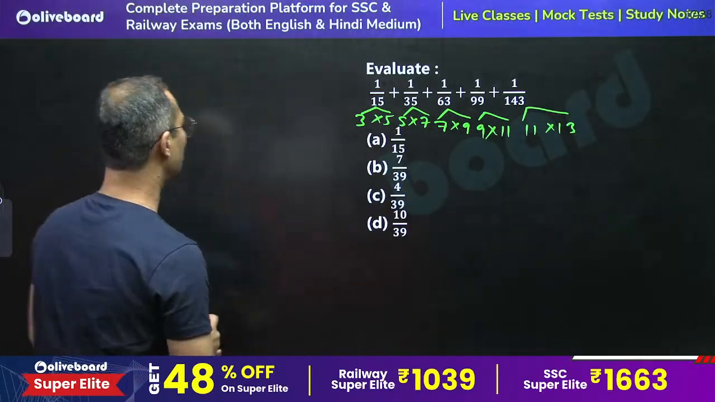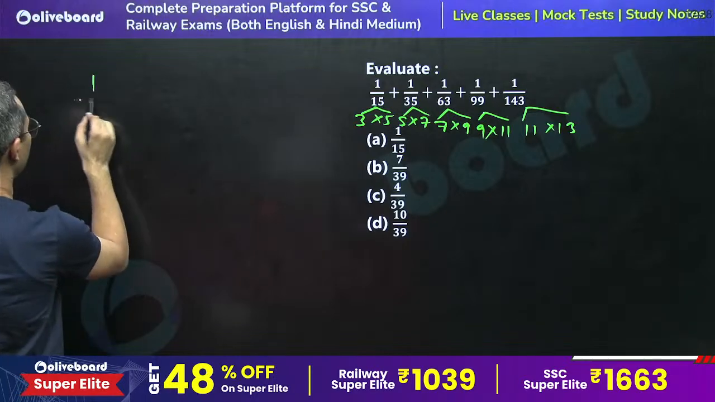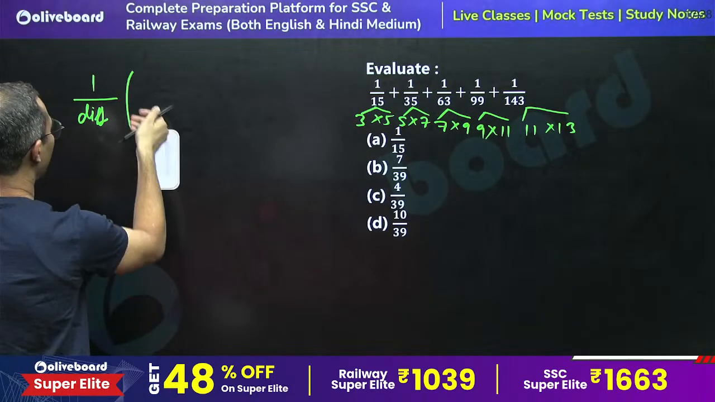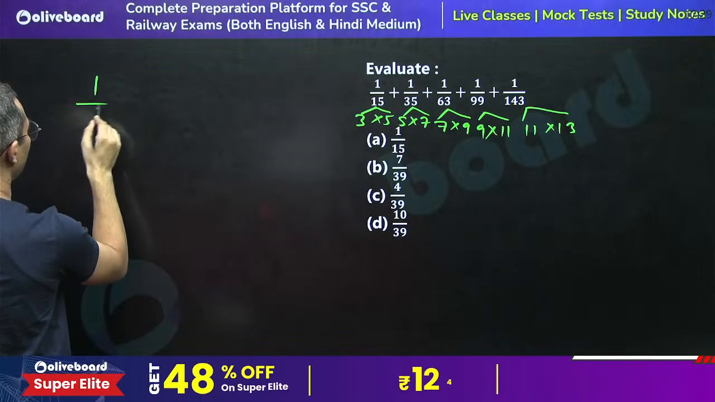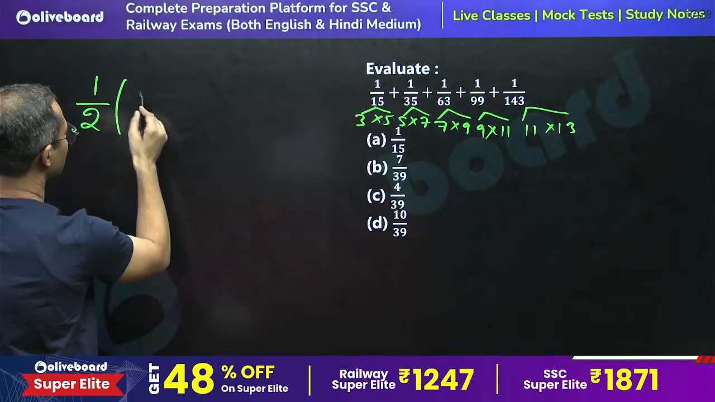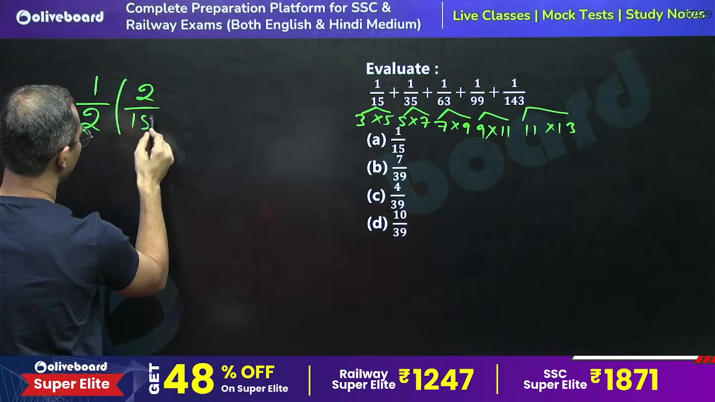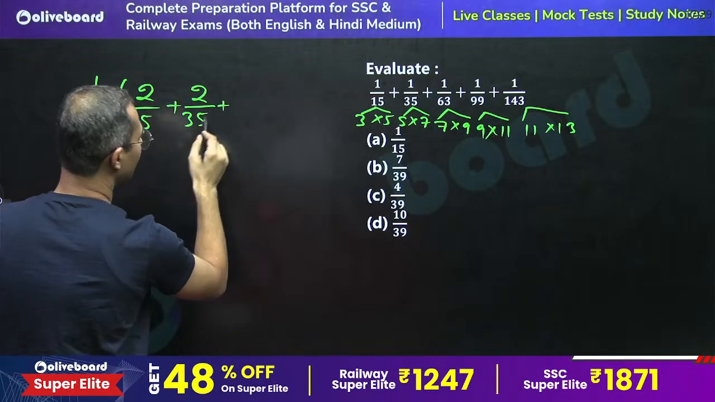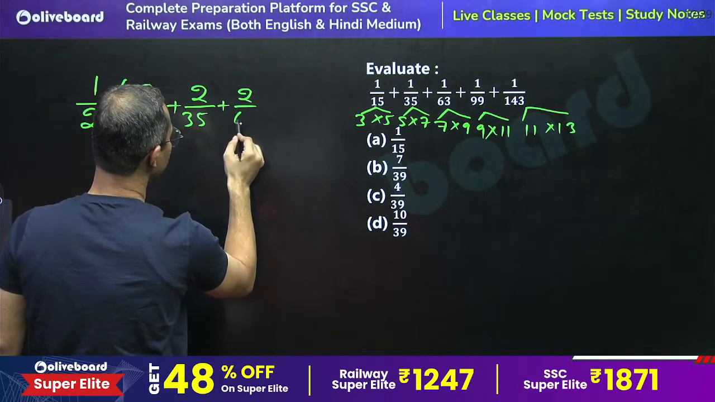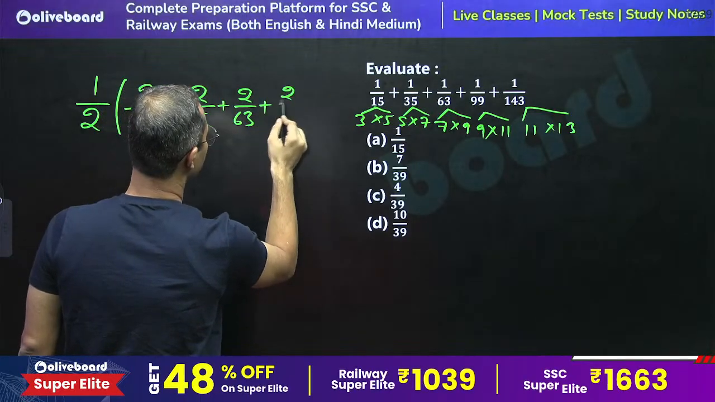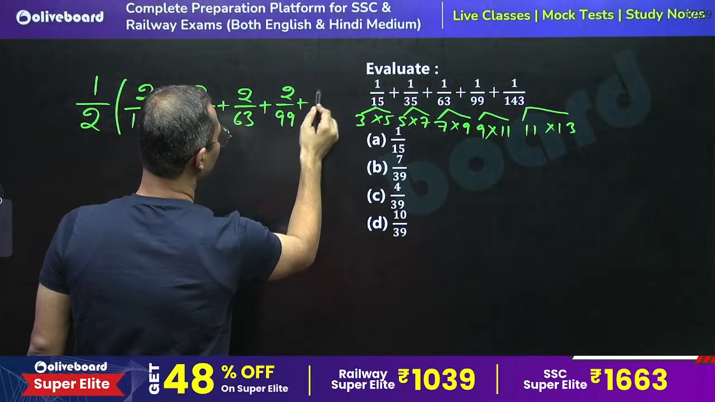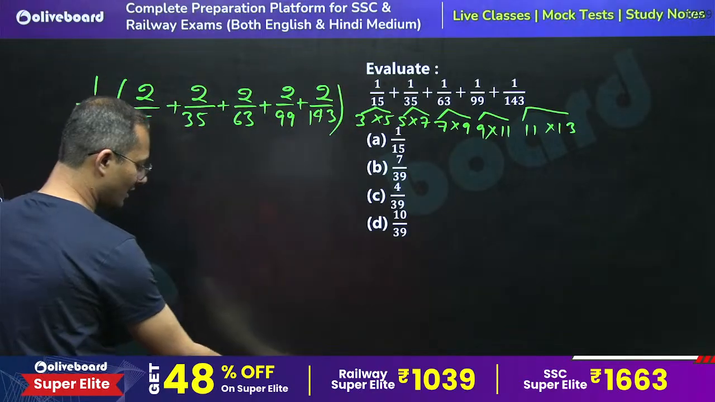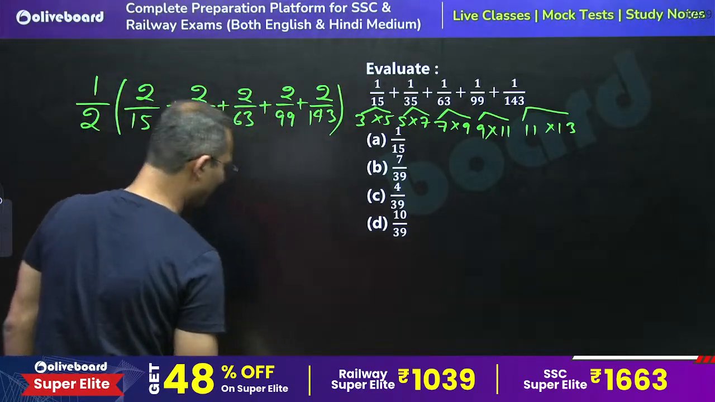So what we need to do is divide by the difference and multiply by the difference. We have a difference of 2, so we can write this as 2 by 15 plus 2 by 35 plus 2 by 63 plus 2 by 99 plus 2 by 143. Now we can easily split in two parts.